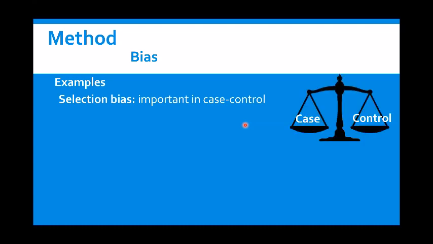Again, you have a case, you have a control, and then you need to select. You make sure that the case and control are balanced regarding the risk factors. And if that balance is not there, you're creating a selection bias.